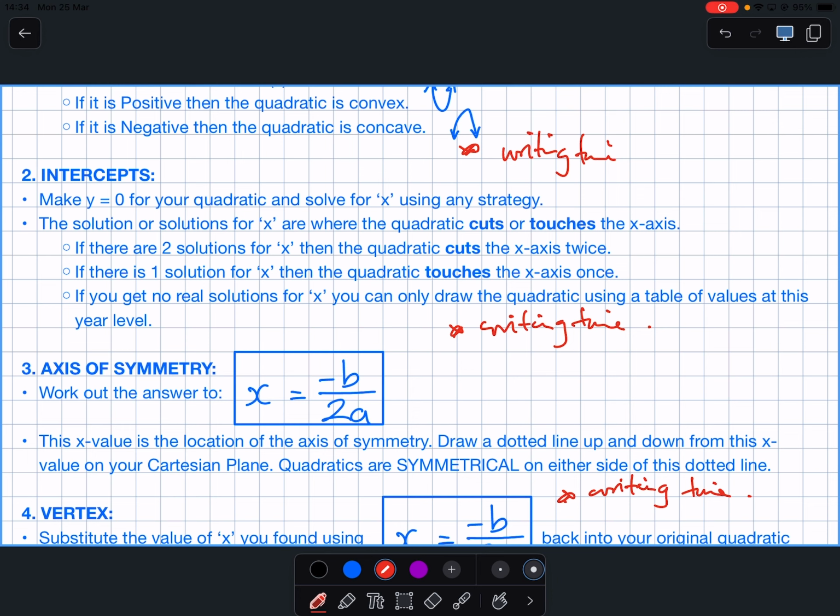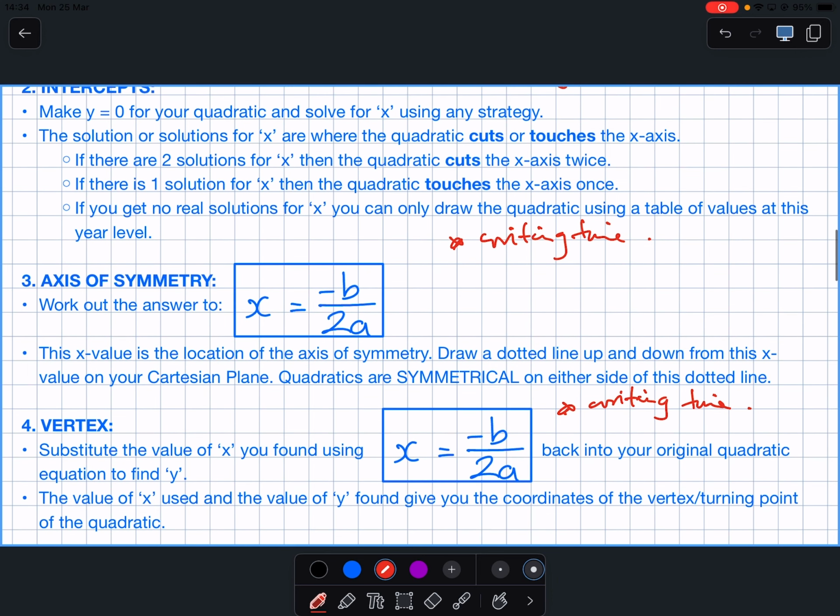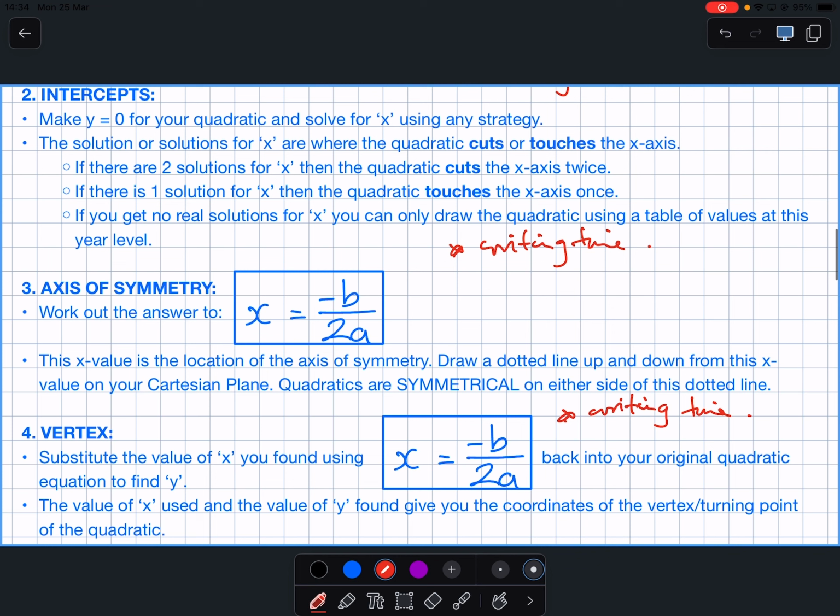Just for the people that are a little faster, I'll scroll down to here so you can still see intercepts. The last step, V, stands for vertex. That's the fancy name for where the quadratic turns. So you just found x here using negative b on 2a. Substitute that x back into your original quadratic equation to find y. The value of x and the value of y give you the coordinates of the turning point. So it tells you exactly where the little tip is going to go.